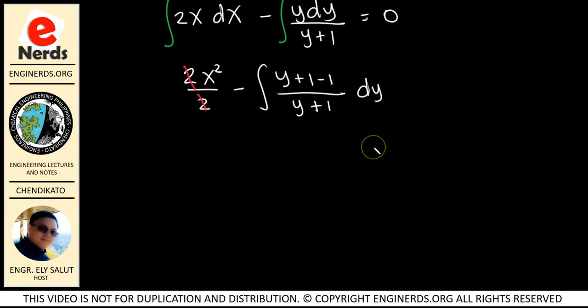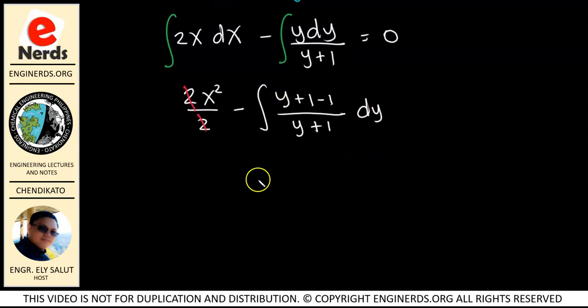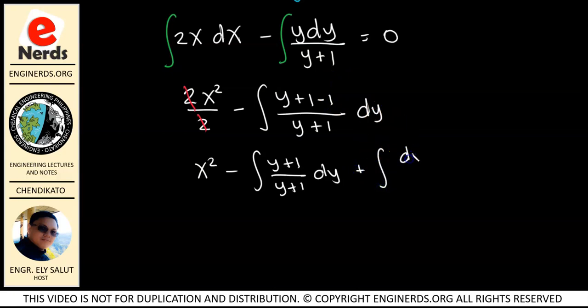As you can see, I can actually separate this. Let me label this para mas makita ninyo. I can separate this like this, so I can answer it. So I will have x squared minus the integral of y plus 1 over y plus 1 dy. Then negative times negative will be positive. So I will have plus the integral of dy over y plus 1.